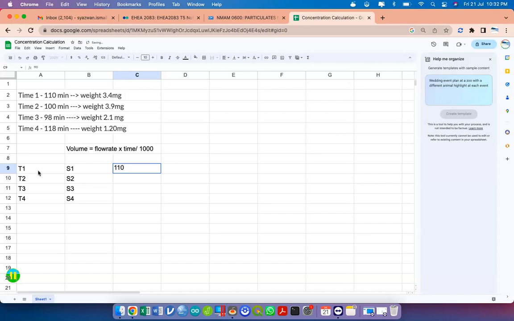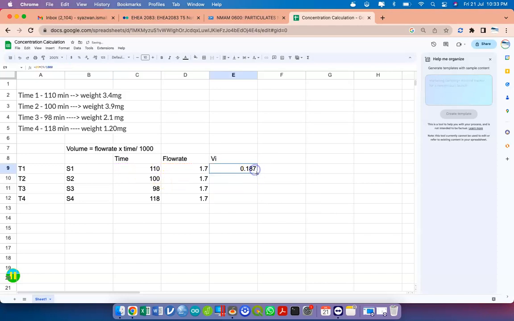So let us write the time first. So this is the time corresponding to each of them. So 98 and then 118. So let us estimate the flow rate. The flow rate for each of the samples is, let's say, 1.7, as indicated by our rotameter. And then let us calculate the VI, volume initial, which is actually as follows: flow rate times time divided by 1000.